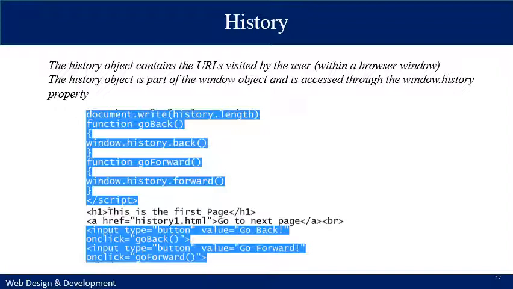The other element Window provides is history. The history object contains the URLs visited by the user within a browser window. The history object is a part of the window object and it is accessed through the window.history property. So here is an example of going forward and backward on the URL of a page. For going forward, you use the window.history.forward method, and if you want to go back to the previous URL, you can use the window.history.back method, and it is implemented on click of go back and on click of go forward.